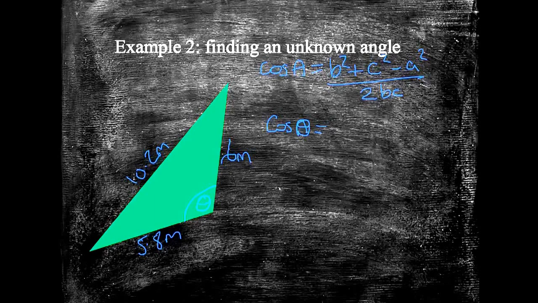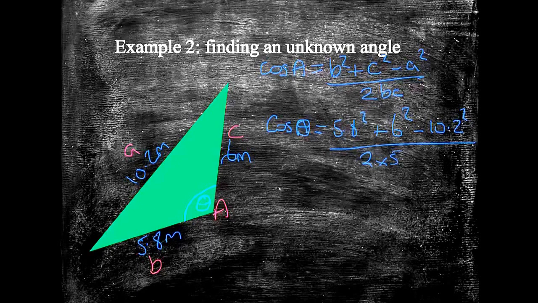Again, I haven't labelled it up yet, so let's just have a little look. Cos A, that means that this has to be A, and this has to be little a, because it's opposite. The other two doesn't make any difference, so B and C. So cos theta equals 5.8 squared plus 6 squared minus 10.2 squared, all divided by 2 times 5.8 times 6.